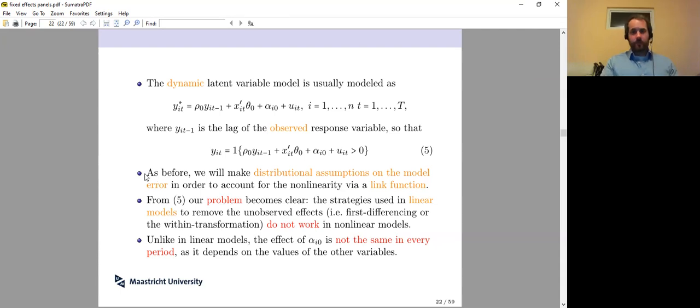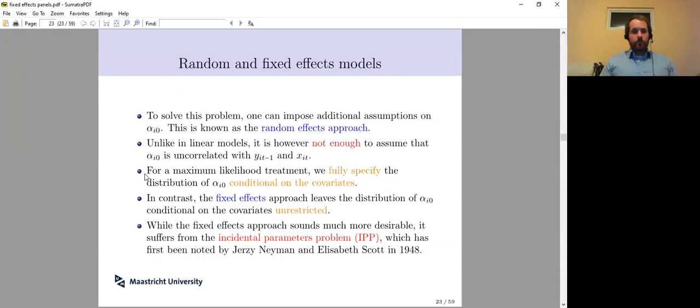Okay, now what do we do? This is a crude overview of what we will discuss. There are two schools on how to deal with this. And the first thing is the random effects approach.